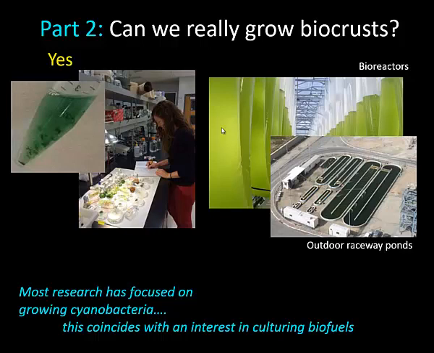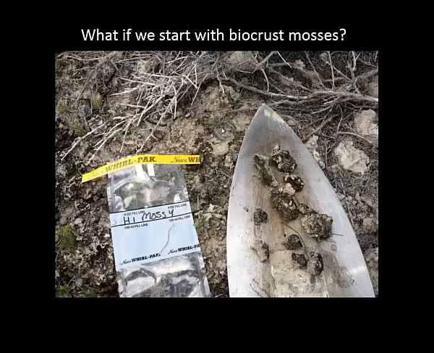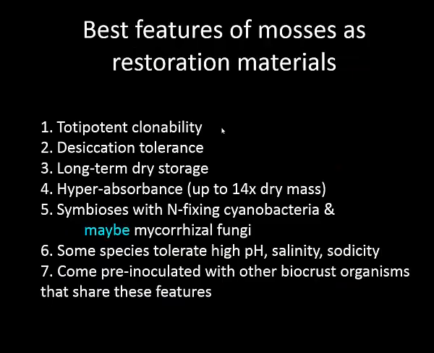What we were thinking, though, is what if we start with a later successional element? Will that help us to move our biocrust development forward faster? And so we focused on biocrust mosses. You can see they're pretty small, they're pretty dark. So they also have a lot of characteristics that might make them the perfect restoration material, and here they are.